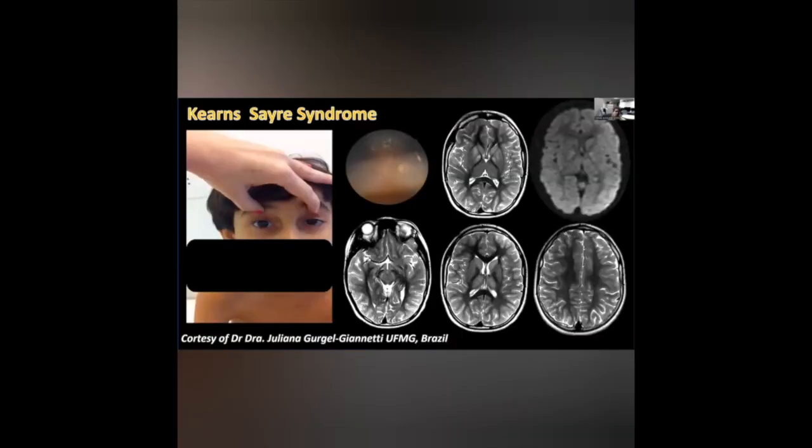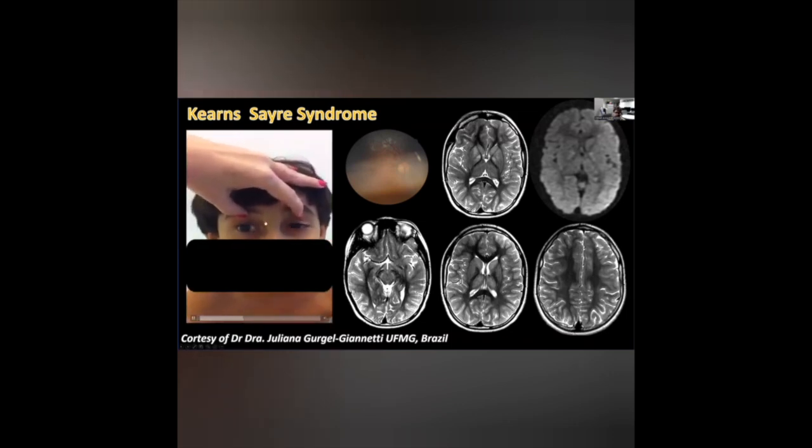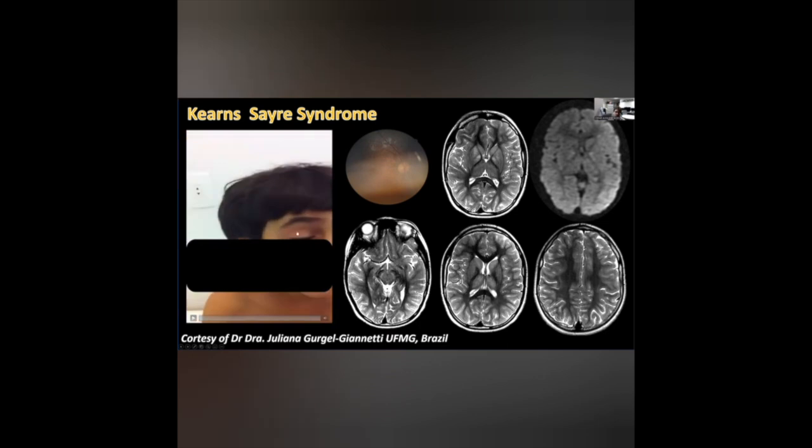Okay, so let's move to the scenario number 3. Let's talk about cancer now. So this is just a very good clinical example of the ophthalmologic changes that we see in patients with cancer. So you can see ptosis bilaterally, more on the left, and impairment of the ocular motricity.